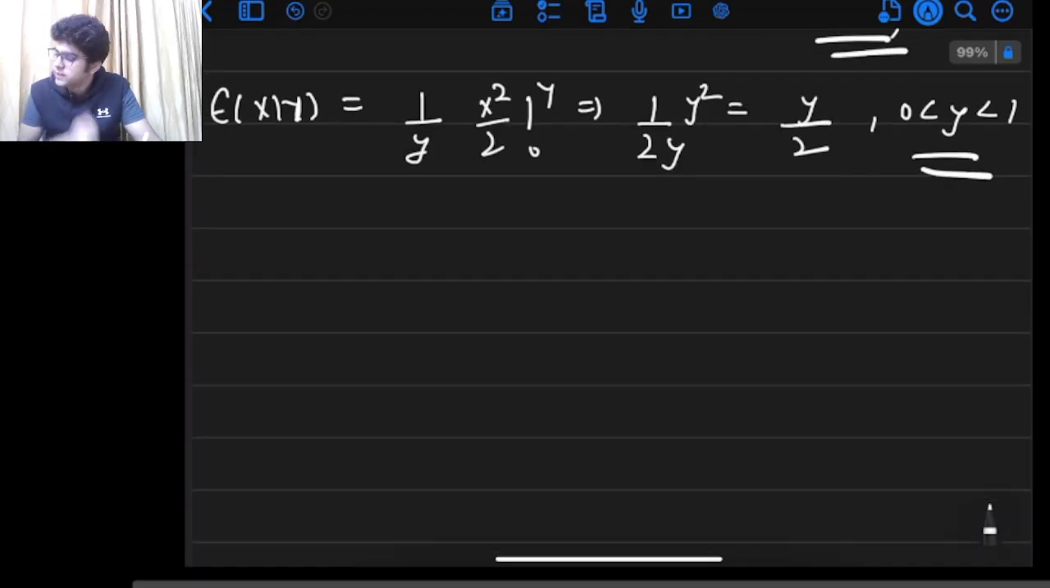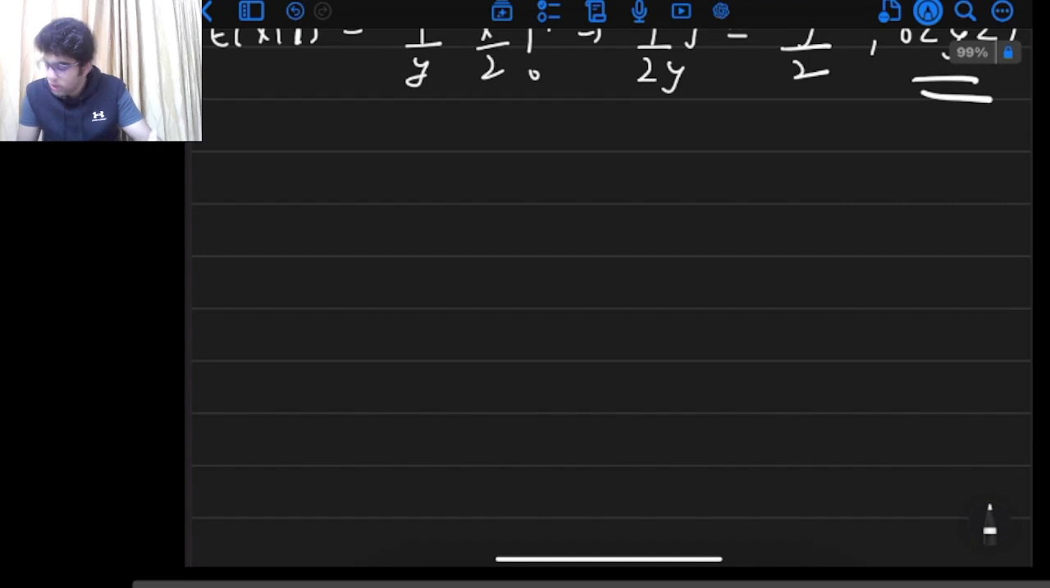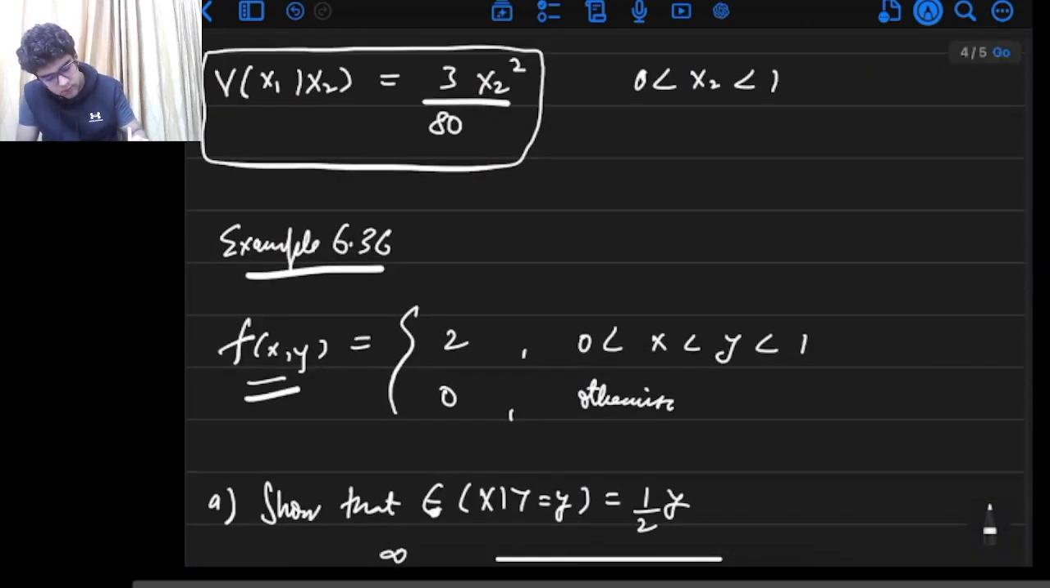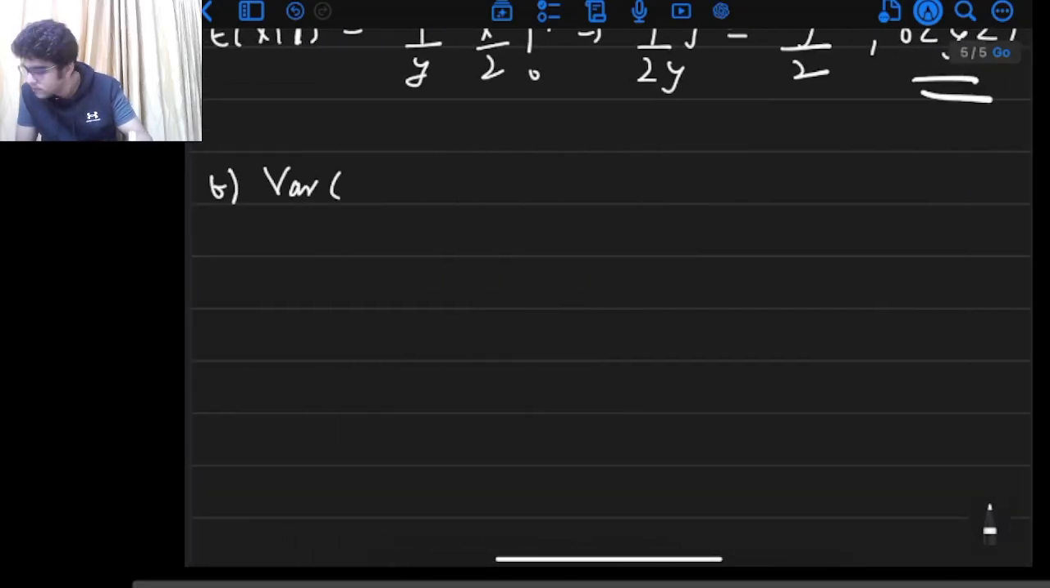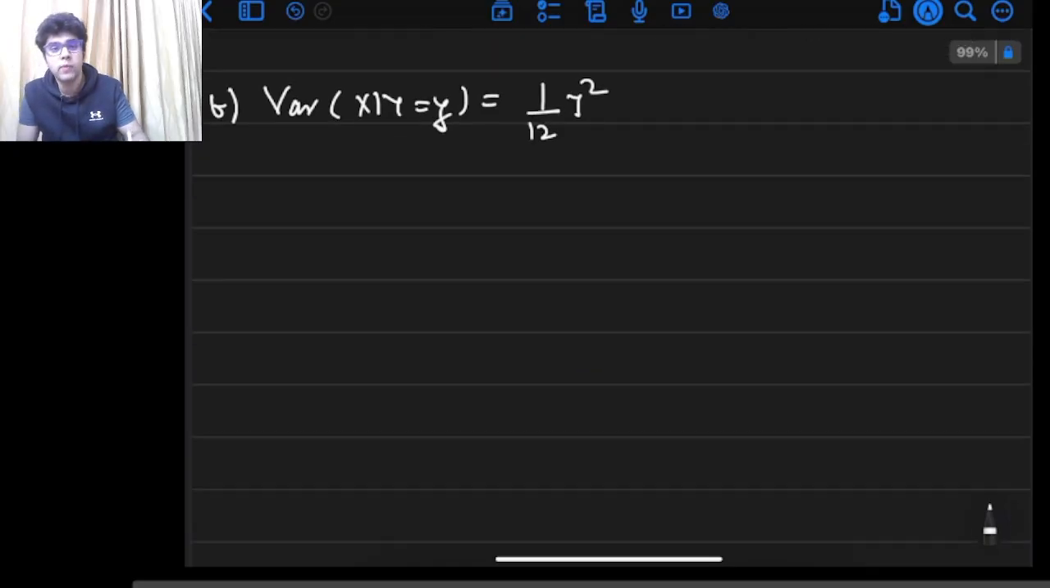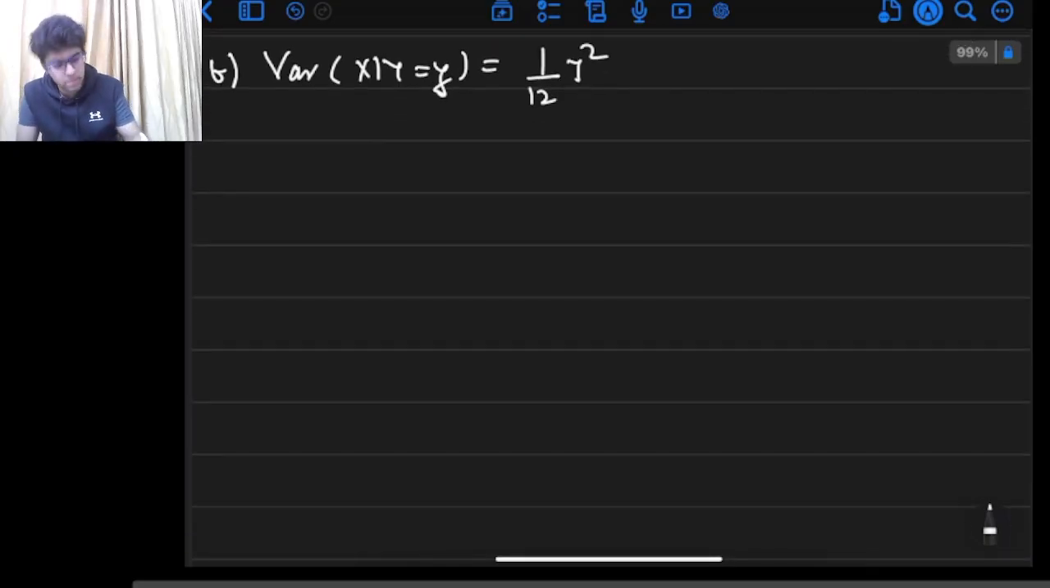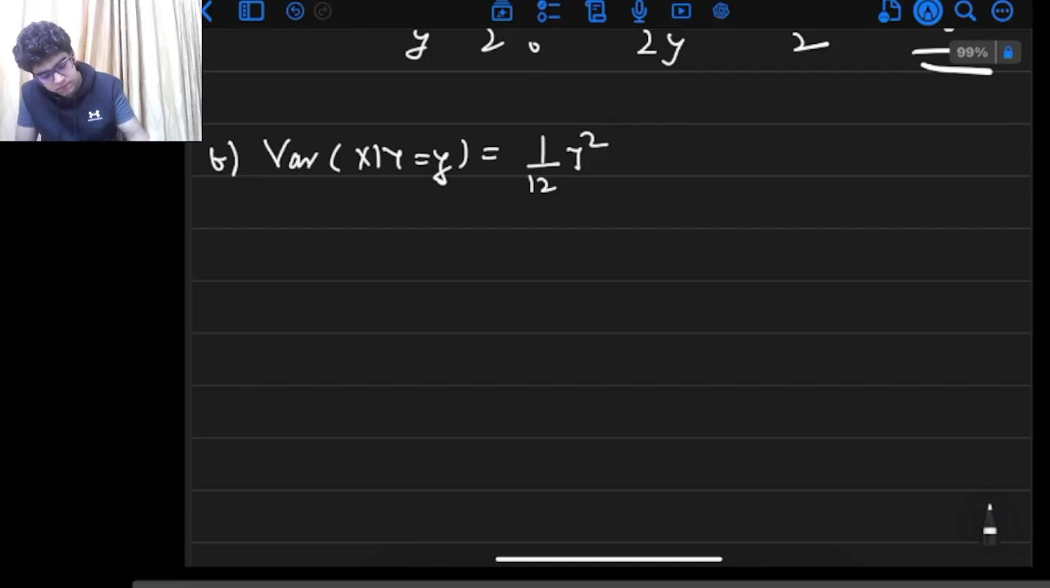Our second part says, now that this was proven, show that the variance of x conditional on y equals y is 1 by 12 y squared. So what do we do now?